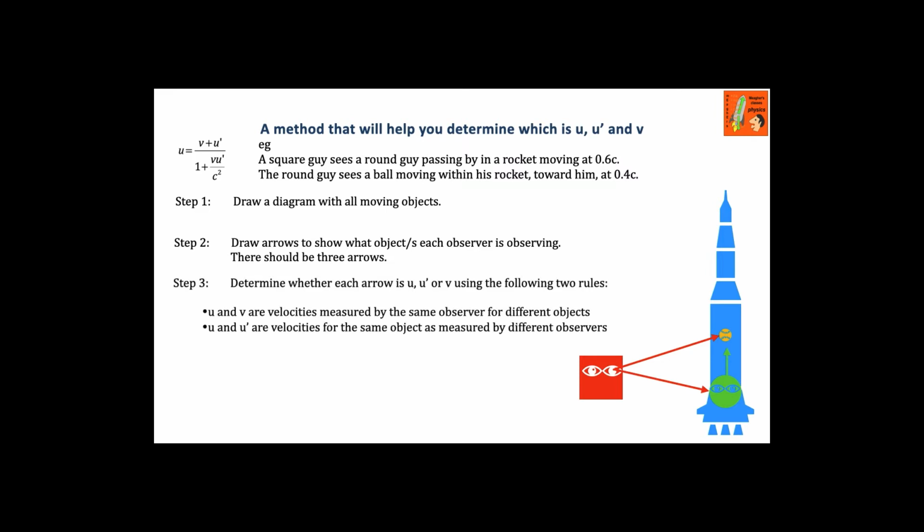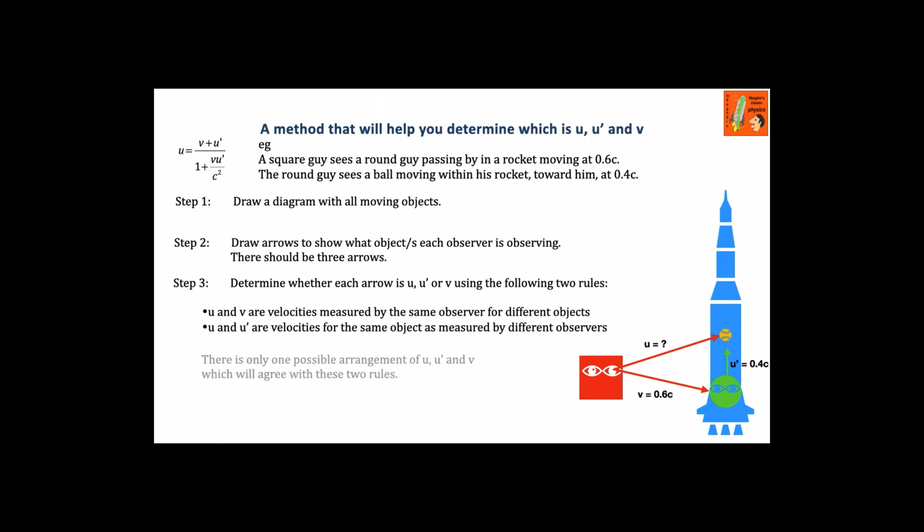The third step is you determine which is u, u dash or v using these rules. u and v are velocities measured by the same observer for different objects. So the square guy is seeing both the ball and the round guy. u and u dash are velocities for the same object measured by different observers. Now, the same object that both these observers are observing is the ball. So u and u dash are the speeds observed by each of the guys on the ball, and v is the velocity that the square guy observes the round guy moving at.